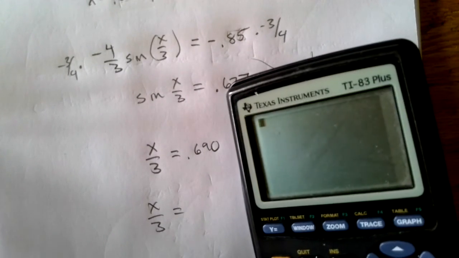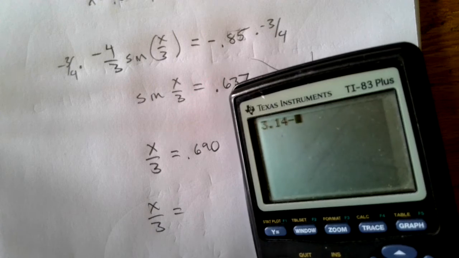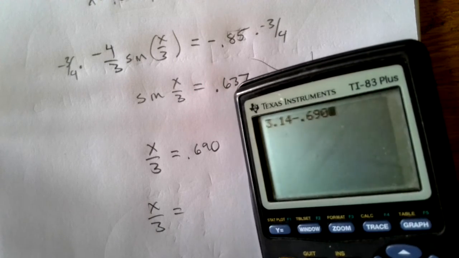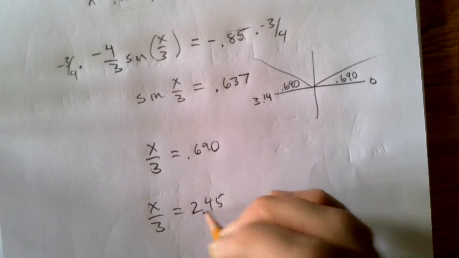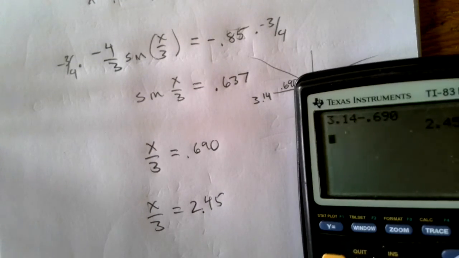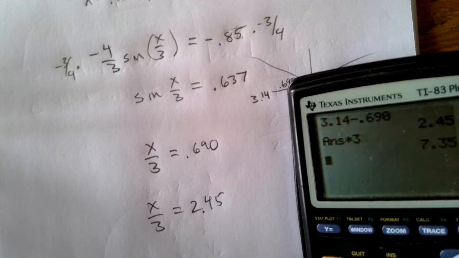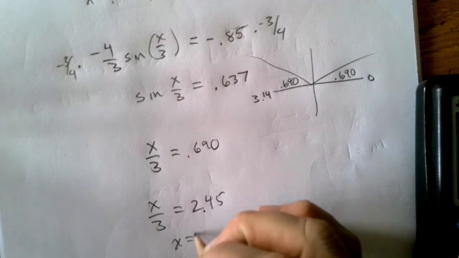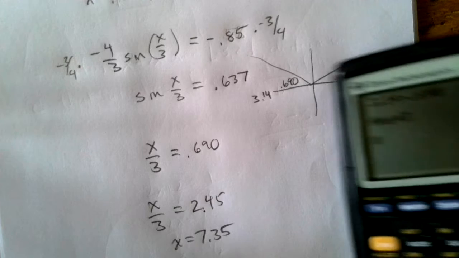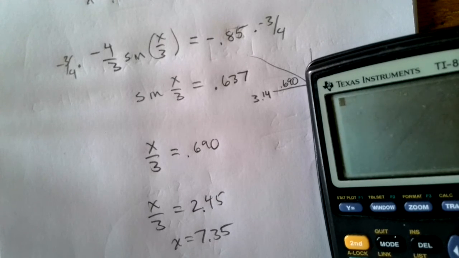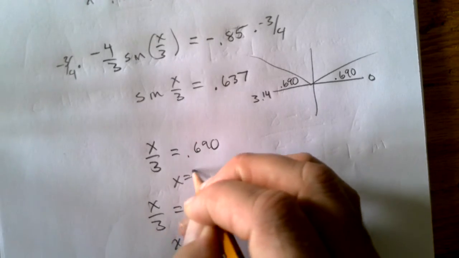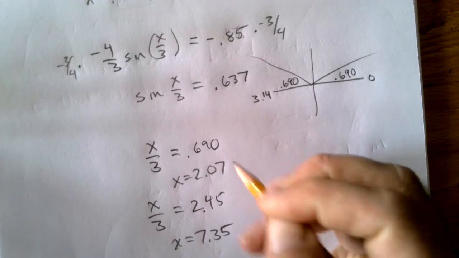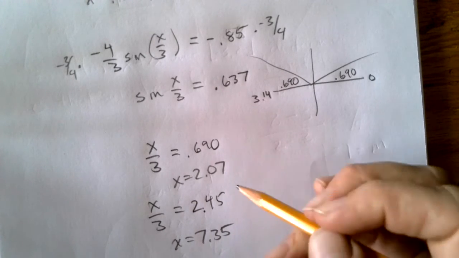3.14 minus 0.690, which is 2.45. Then, in order to solve, you have to multiply both sides by 3, which gives 7.35 and 2.07. Now, it turns out that both of these are in your interval, so that's why it works out.